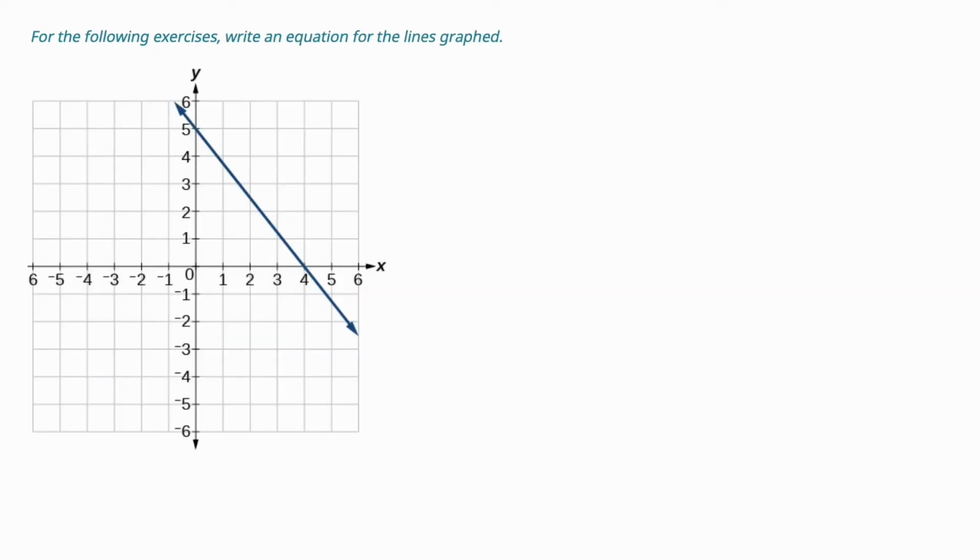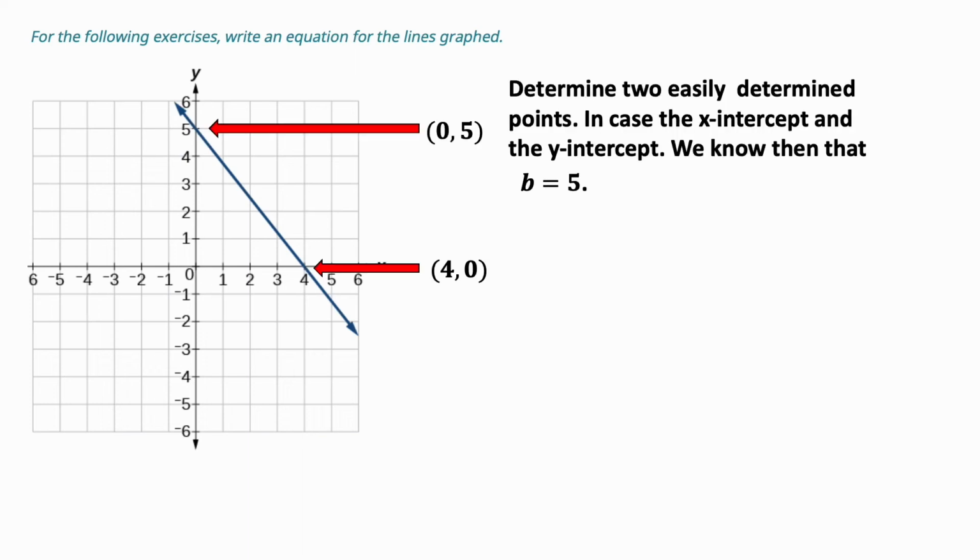All right, so for this one, for the following exercise, write an equation for the lines graphed. Now, the key thing here is you need to know something about the graph. The first thing is that we know there are points that we can pick, because they're easy to read. They go right through those little hash marks. So we have (0, 5) and (4, 0). Well, (0, 5) is the y-intercept. So I know for my equation y equals mx plus b, I have b. b is 5. Simple enough.